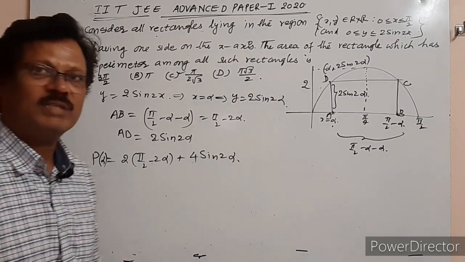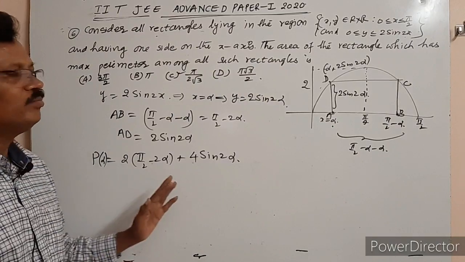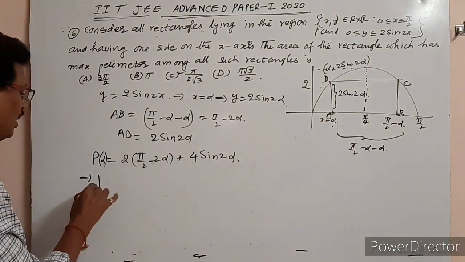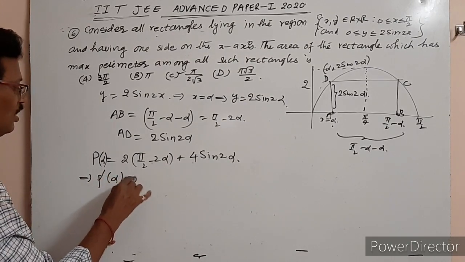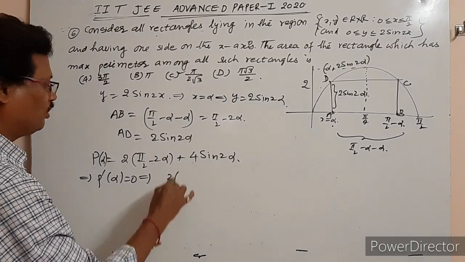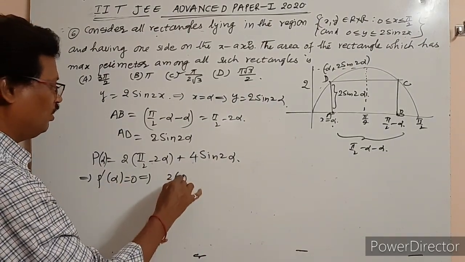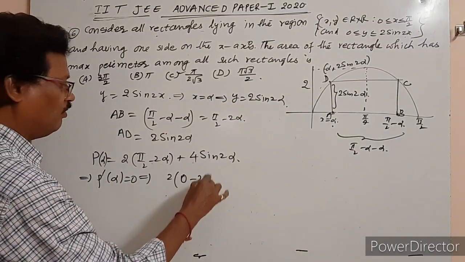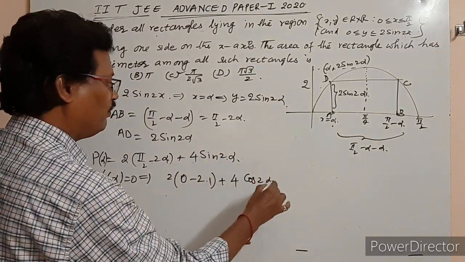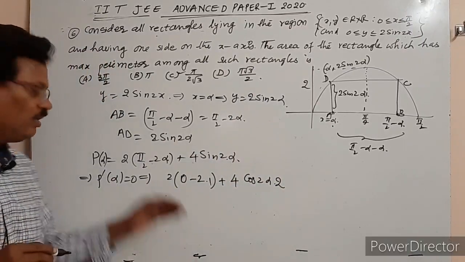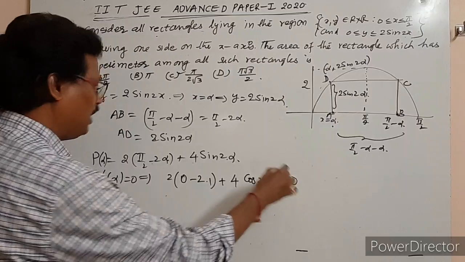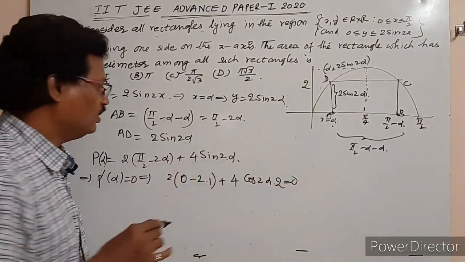For maximum or minimum, the first derivative must be equal to 0. Therefore P'(alpha) = 0. What is the derivative of this? 2 into pi by 2, derivative 0, minus 2 into alpha, derivative 1. Then 4 sin, derivative cos, and 2 alpha, derivative is 2. This is the derivative with respect to alpha.